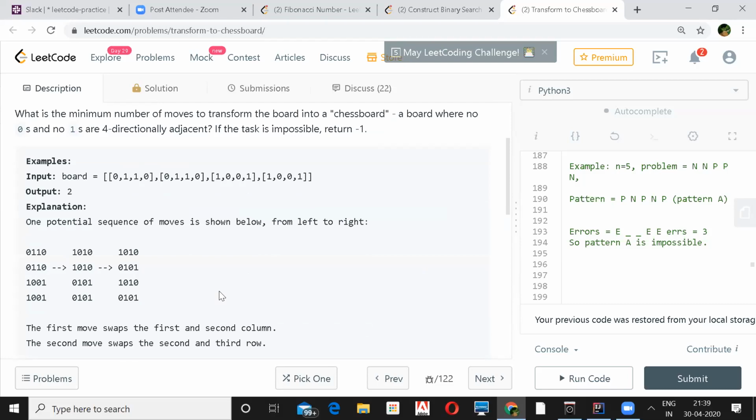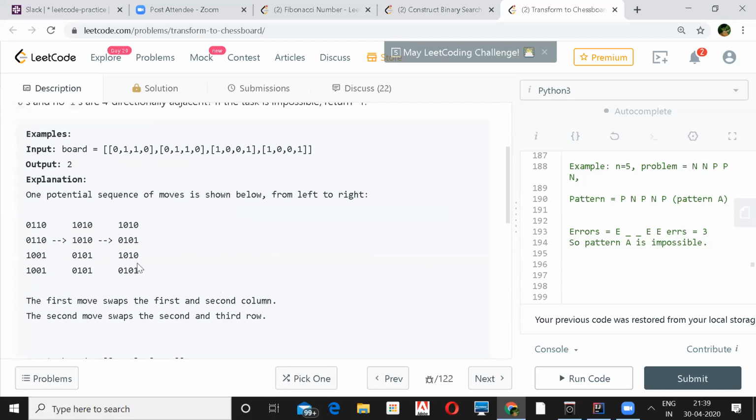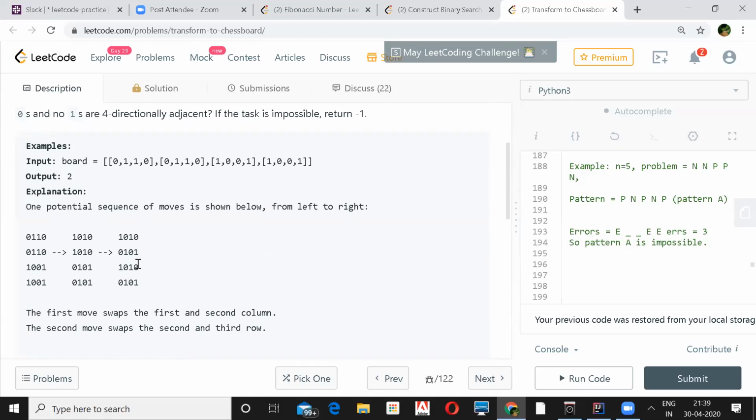So here the rows must be swapped, right? In the first example, you're saying? It's just the rows we need to... Either row or column. Row or column, both. And only adjacent. Adjacent, yeah. Oh, got it. Thank you.